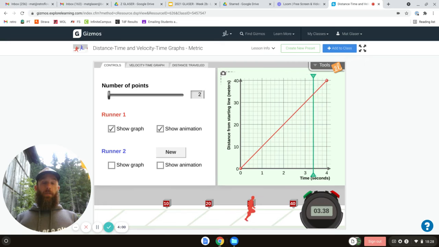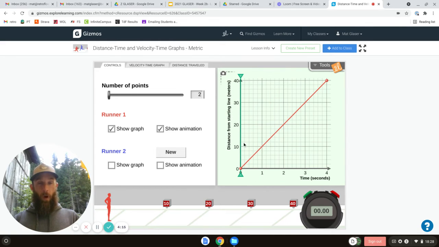All right. So you notice a couple things. You notice the runner runs across the bottom. You notice that this green bar moves at the same time. And then you notice that the stopwatch is timing it. So to reset, you hit the red button on the stopwatch right there. Okay. Let's try it again.